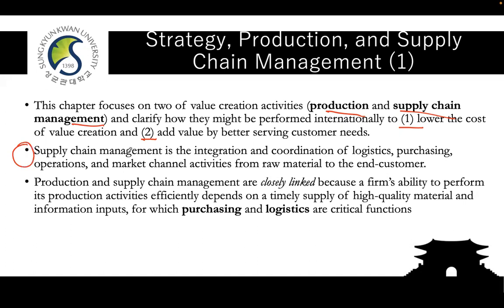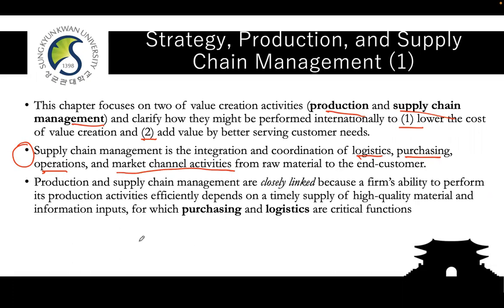So what is supply chain management? By definition here, supply chain management is the integration and coordination of all related activities like logistics, purchasing, operations, and market channel activities. So it's an integrated process. Supply chain management is definitely broader than operations management, because operations is part of it. And coming back to the main story, production and supply chain management are closely linked, because the firm's ability to perform depends on the ability to produce high quality products, and on how we integrate and coordinate logistics, purchasing, operations, and distribution.